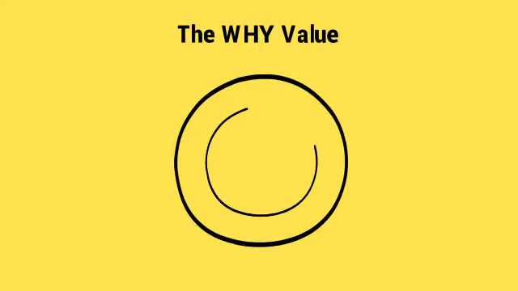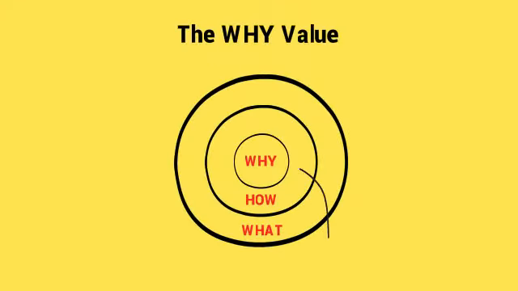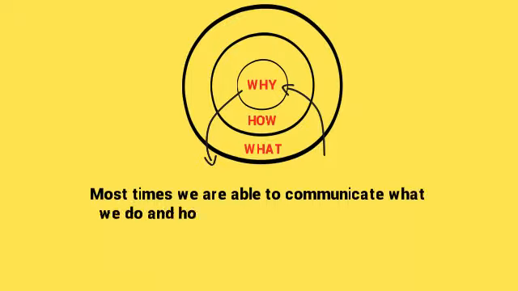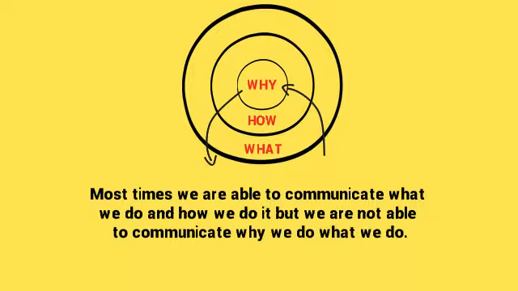The why. Take a close look at this diagram. The why is at the center, followed by the how and then the what. Most entrepreneurs communicate from the outside in and not inside out. Most times we are able to communicate what we do and how we do it, but we are not able to communicate why we do what we do. Let's take them one after the other.